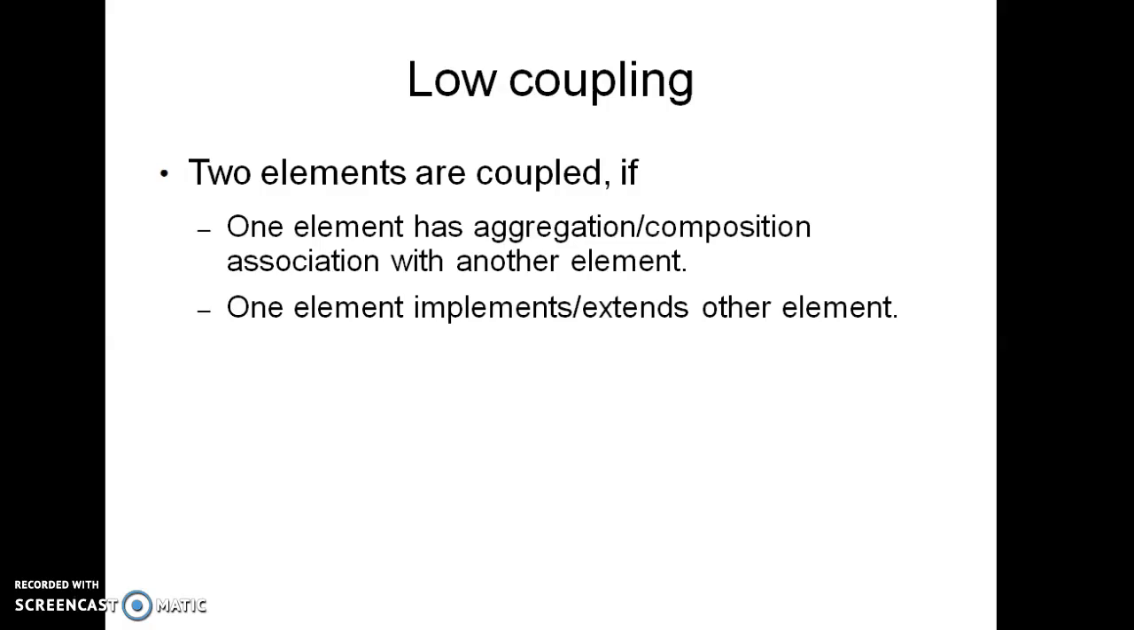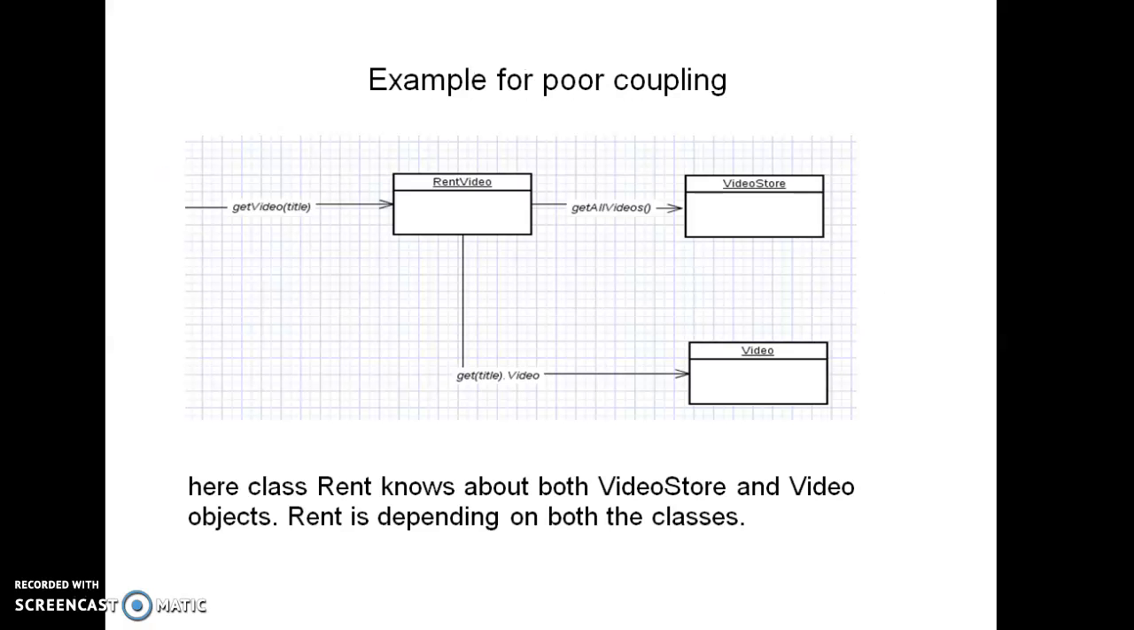Which different types of elements? These are the two elements which are coupled. First, having an aggregation or composition relation with each other, or second, one element is implementing or extending the other. So if one changes, the other can change. And in low coupling, we are minimizing the impact of change. We are minimizing the dependencies. Here is one of the examples.